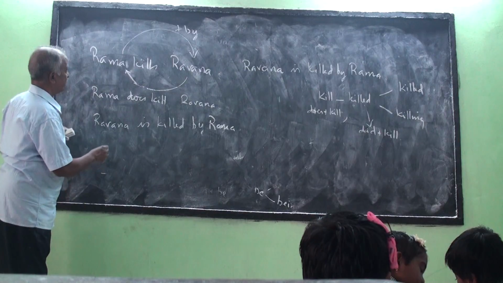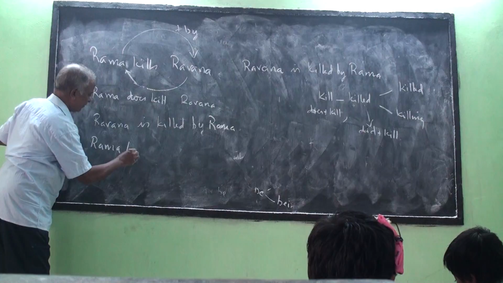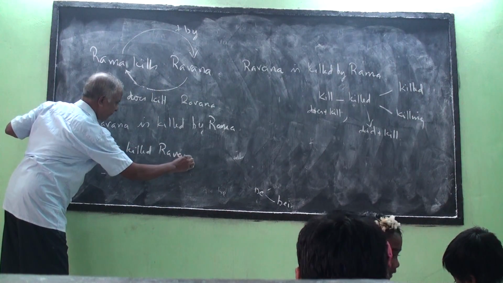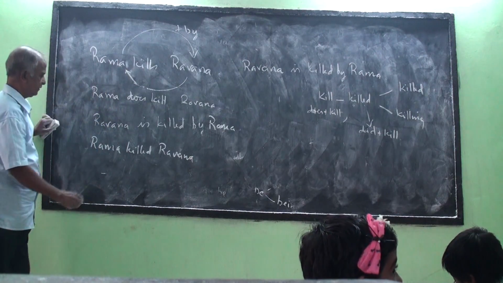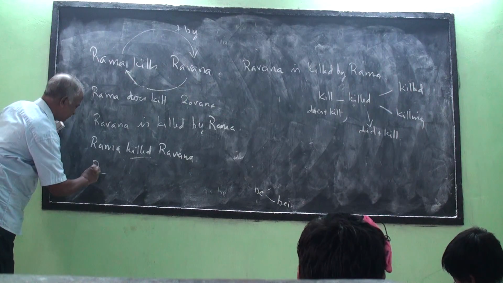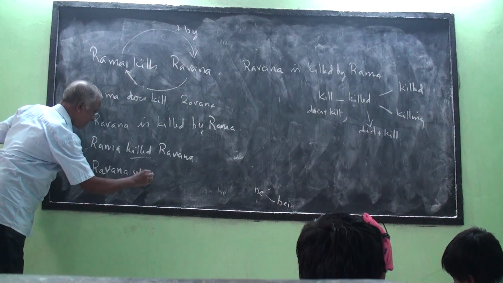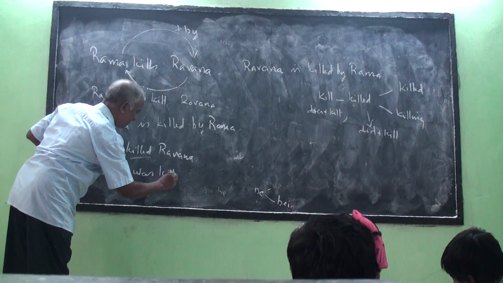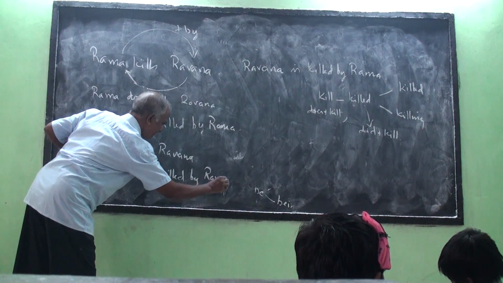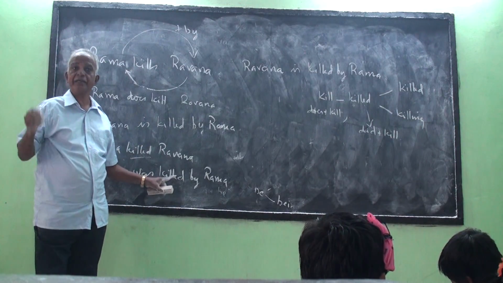If you take Rama killed Ravana, how will it change? Ravana was killed by Rama. This kill has no did inside.